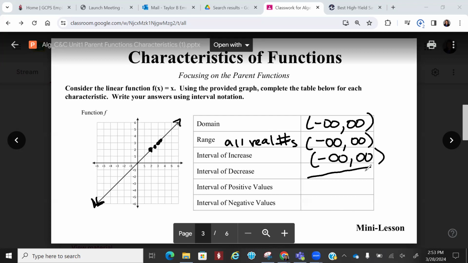Positive values and negative values. Positive means that we're above the x-axis. Negative means we're below the x-axis. So positive, it's going to be above. So from zero to positive infinity is when we're above the x-axis. For negative values, so negative infinity to zero, we're always going to go left to right.